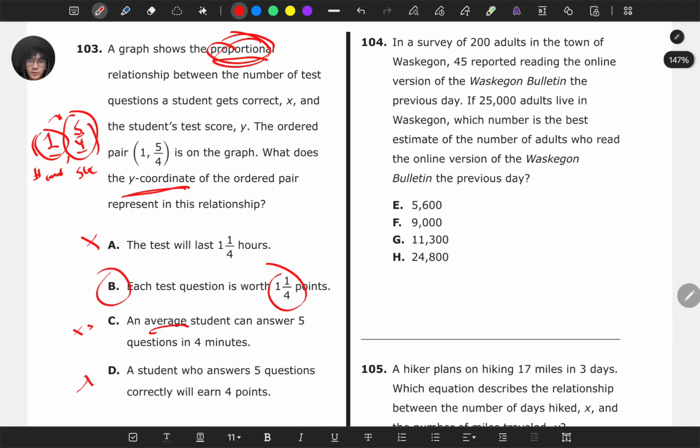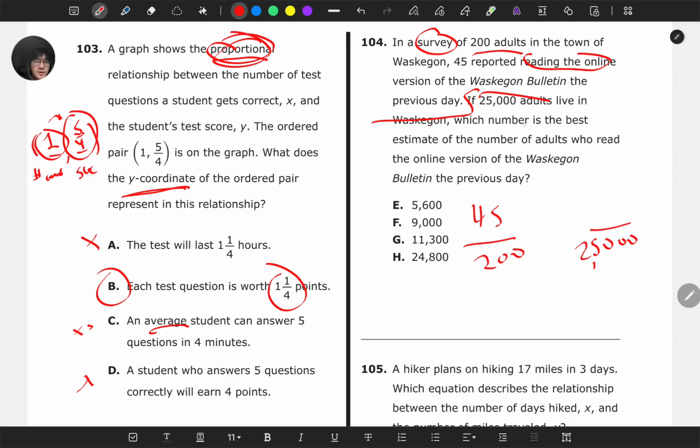Okay, 104. This is statistics. In a survey, there's some kind of sampling of 200 total adults, so I'm going to put that on the bottom. In the town of Waskegon, 45 of them did something they read online, so I'm going to put this as a fraction. If 25,000 adults, now this is the reality, the 25,000 adults, that's the total, so that's the bottom.